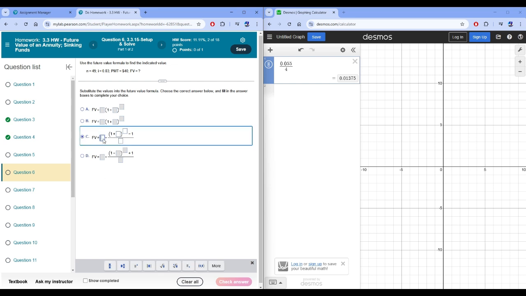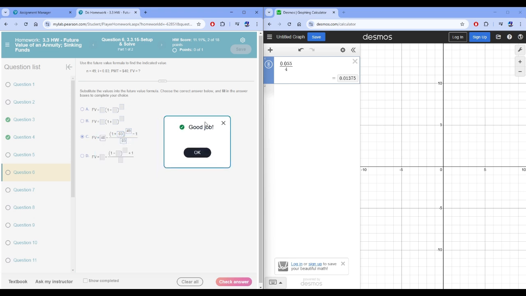I think there was a minus in there. I think it would have been the future value is $40 times 1 plus the rate. I is 0.03, raised to the 49, divided by 0.03. Yeah, okay, that was the formula.